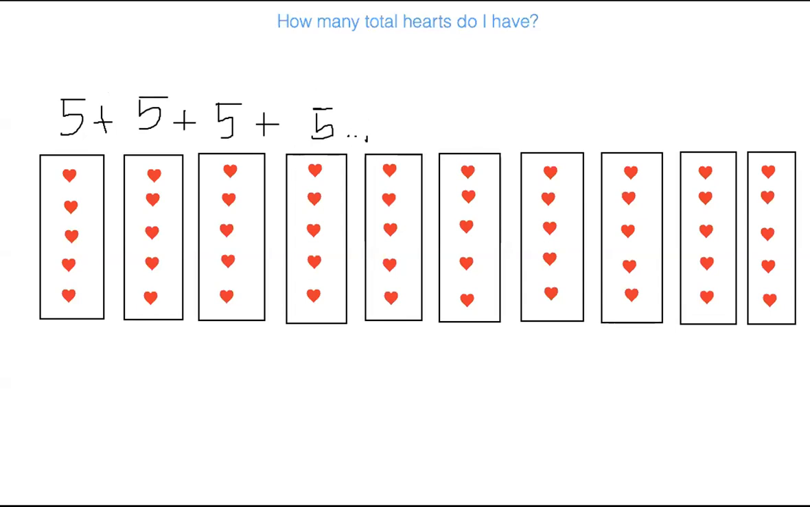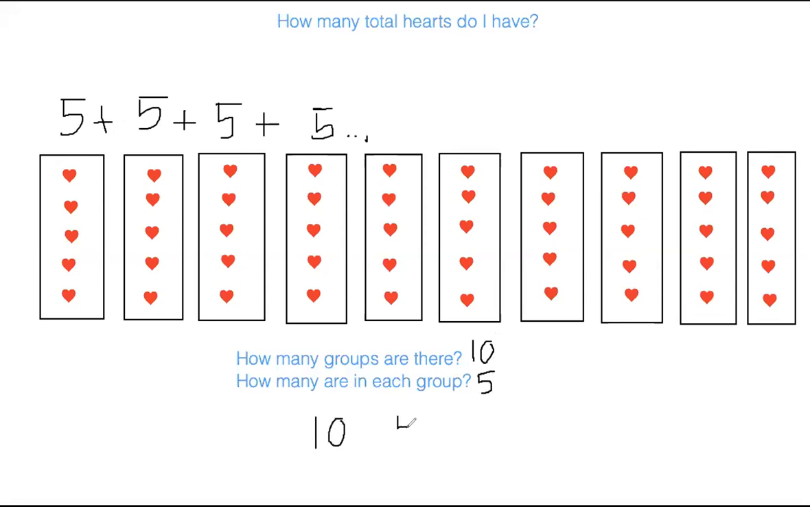Because again, if we're asking ourselves the question, how many groups are there? And how many are in each group? We can make a much simpler equation. We see there's 1, 2, 3, 4, 5, 6, 7, 8, 9, 10 groups. And we see that there's 1, 2, 3, 4, 5 hearts in each group. So now we're just working with the numbers 10 and 5. And the exact same thing as the last problem, the little symbol we put in the middle is a little x. And we would say this as 10 times 5.